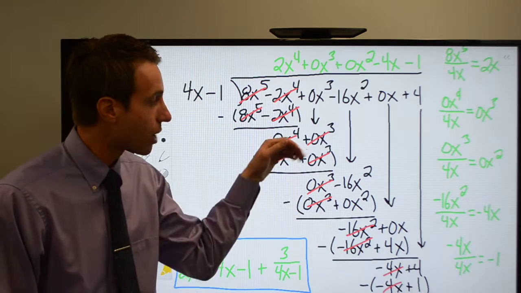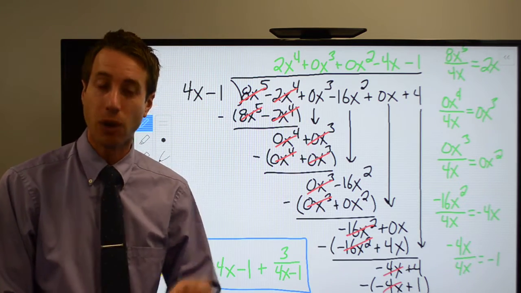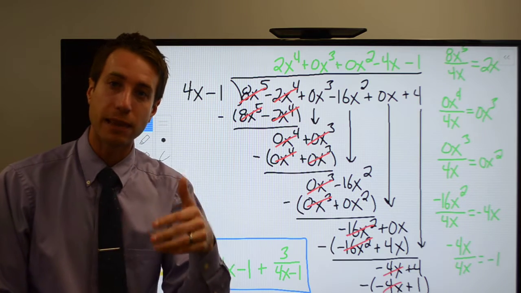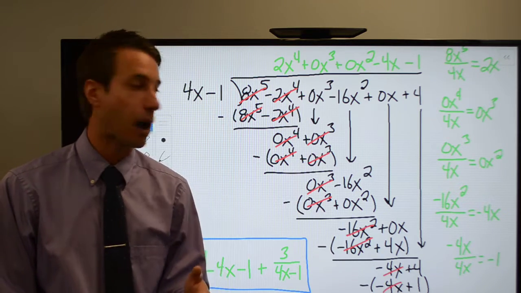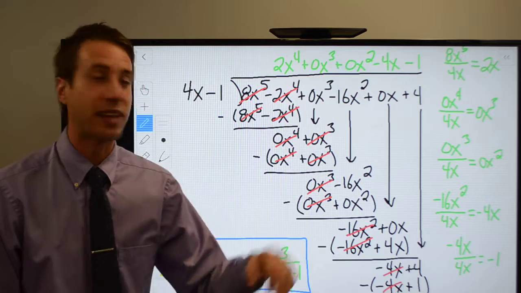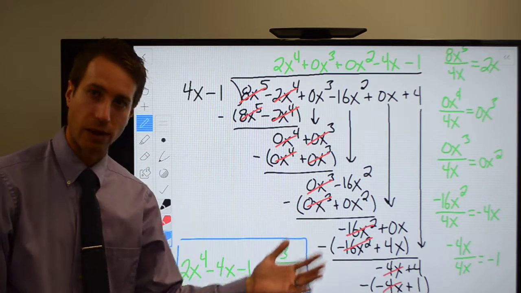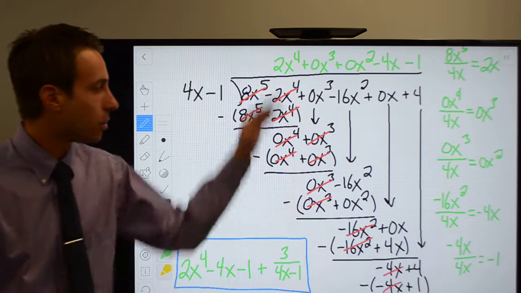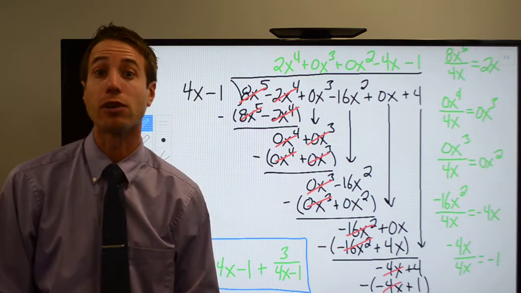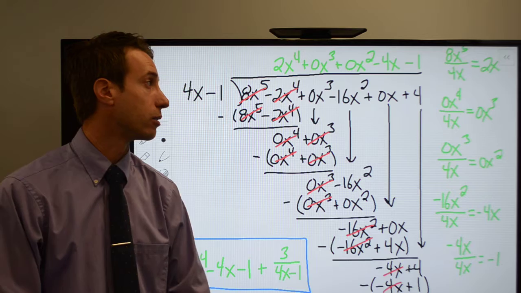Even though the subtraction may come out to be 0, keep the 0, keep the x to the appropriate power, and just know that at the end of the problem, you can throw those zeros out. You know you don't need them. While doing the problem, hold on to those placeholders, all right? You don't want to lose them.